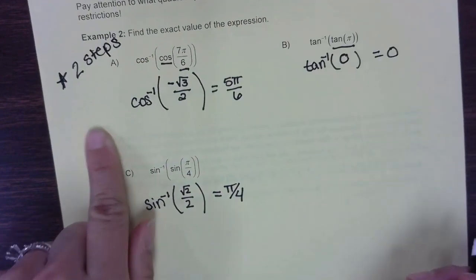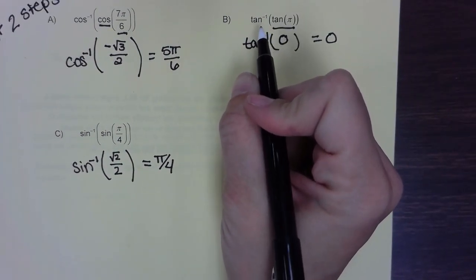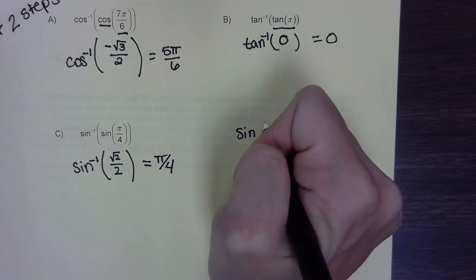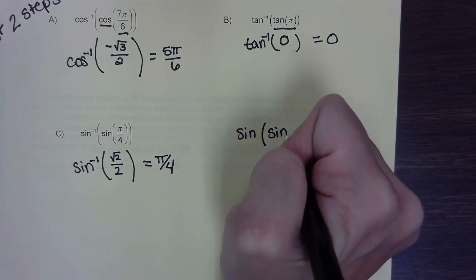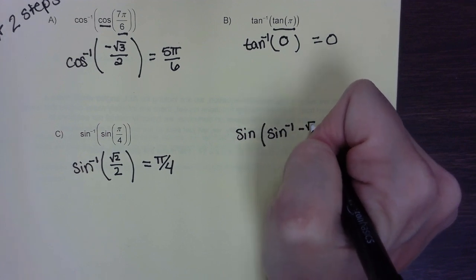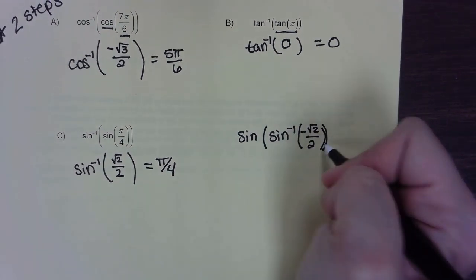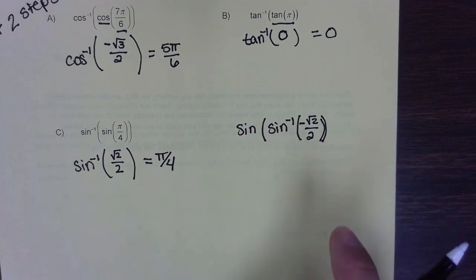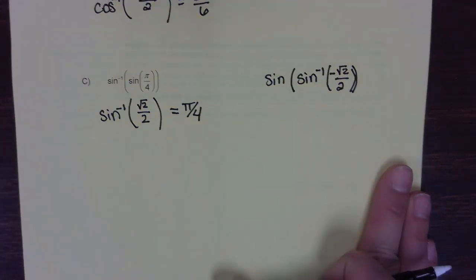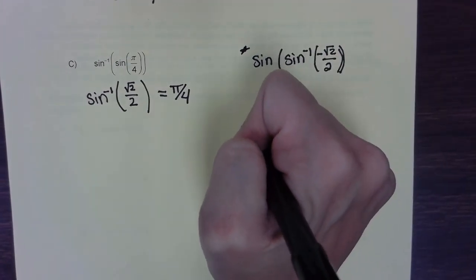Okay, the other example I want to show you, there's a couple more I just want to show you. Your inverse does not always have to be on the outside. I could say sine of sine inverse, let's say negative square root of 2 over 2. I would still do the inside first. Now with the inside, because it is the inverse, I have to do the domain restriction.